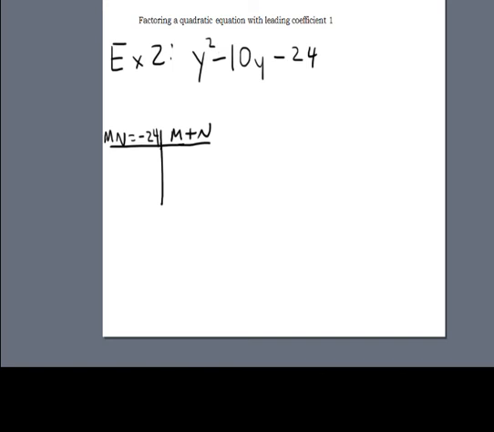Here, the product m times n is negative 24. So we're looking for values of m and n that multiply together to give us negative 24. And what we're really trying to do here is to find those values in such a way that they sum to negative 10. I'm again going to use a chart to do this.